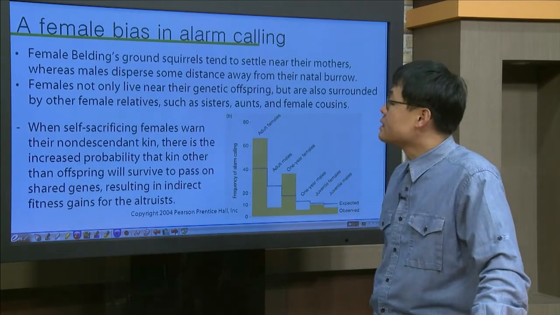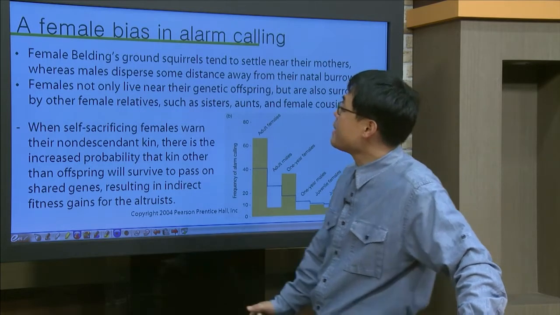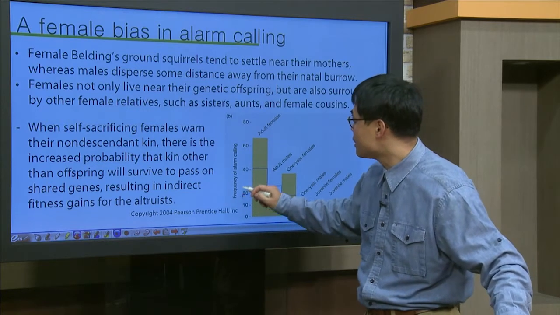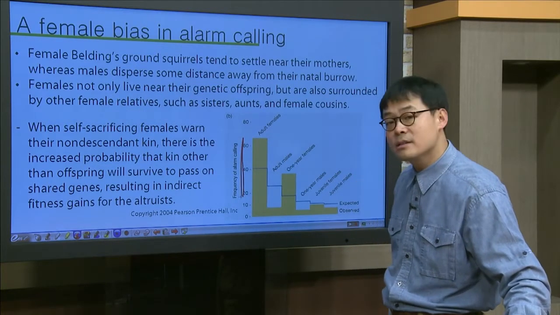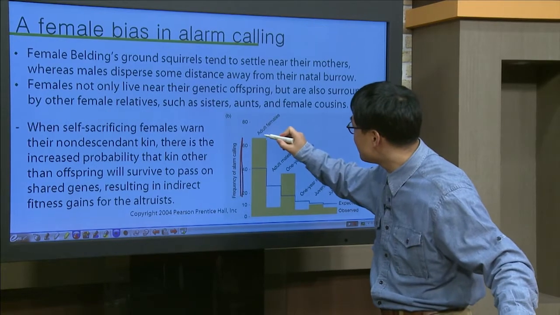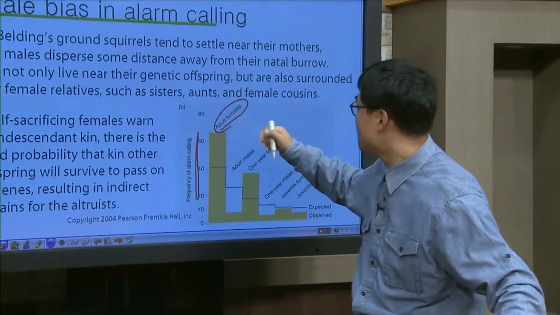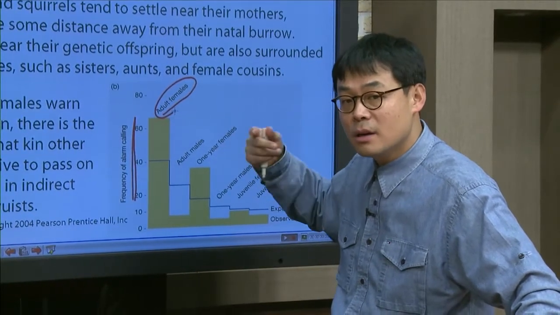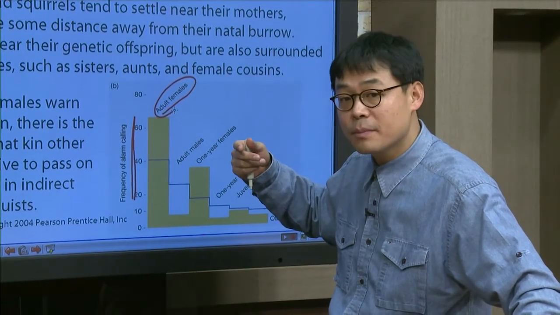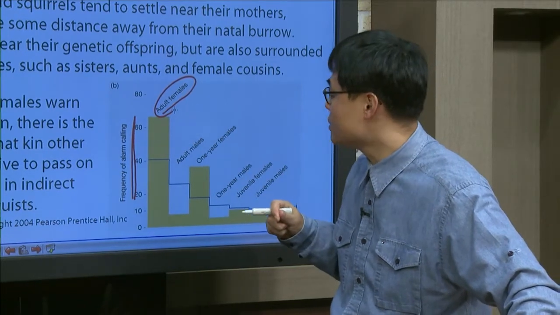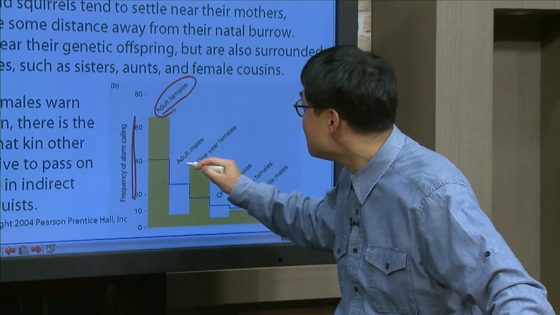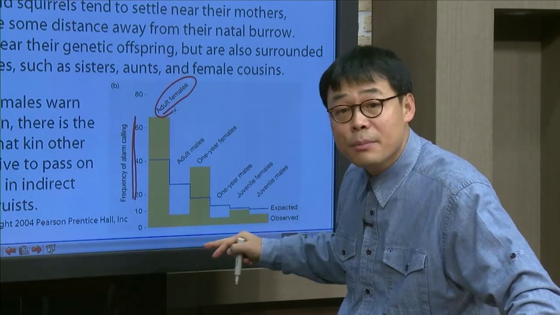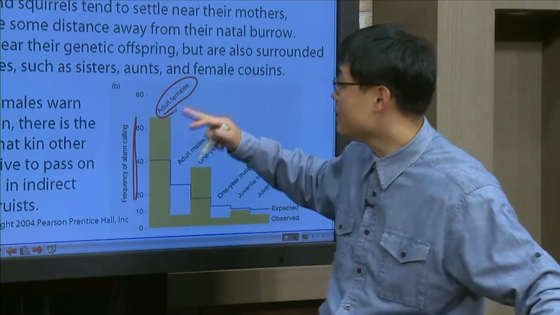An interesting observation of this alarm calling behavior is that it's female biased. So look at this one. This is the frequency of alarm calling here, on this y-axis. That's the frequency for the adult females. It's way above 60%. The females produce alarm calling at these high percentages, whereas the adult males give alarm calling less than 10%. Very biased, okay?